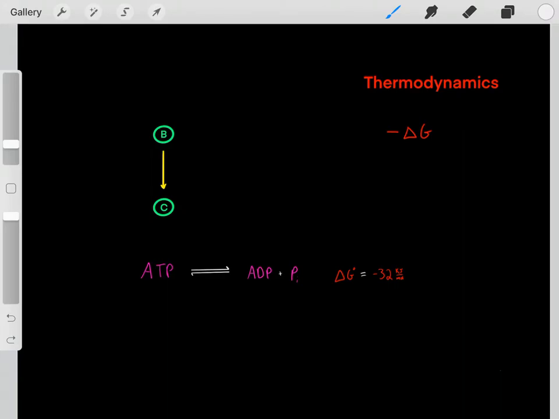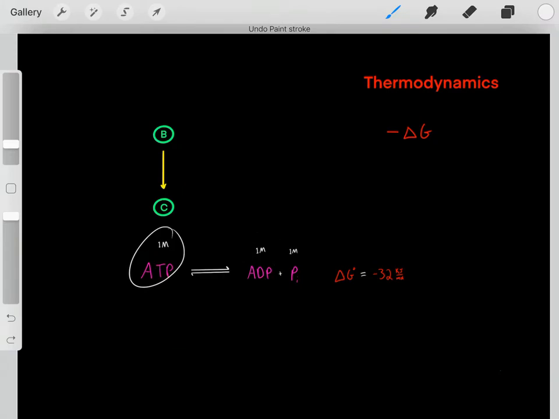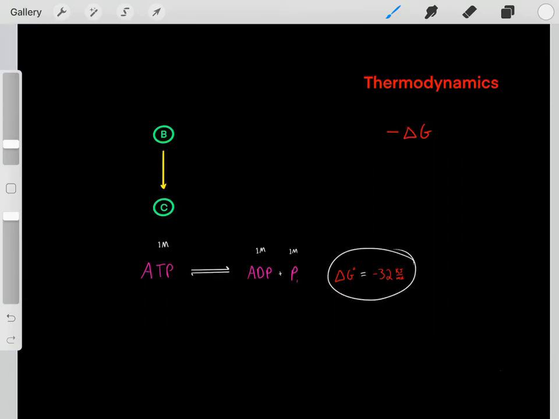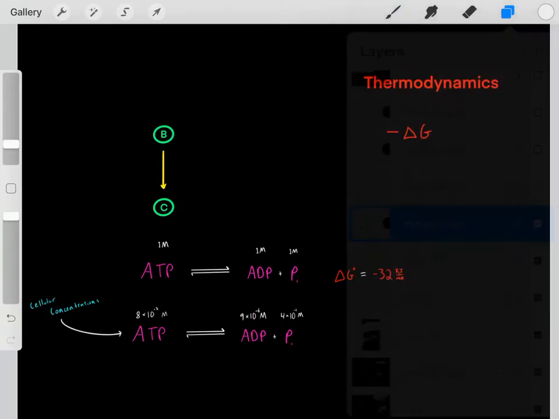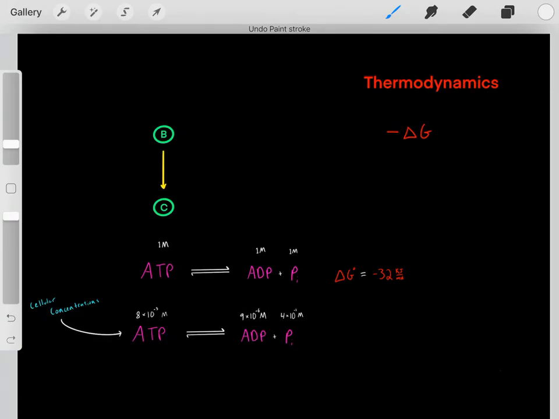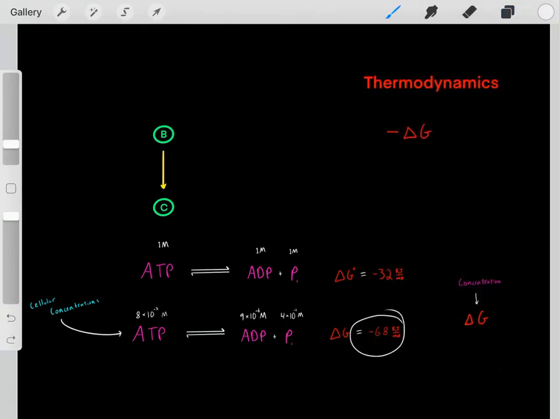But it's important to realize what the standard state delta G means. That means that this reaction is specifically at standard state conditions with these standard state concentrations. Then under these standard state conditions, taking ATP and hydrolyzing it into ADP and inorganic phosphate has a delta G of negative 32 kilojoules per mole. However, it's important to realize that this is an idealized, perfect situation with these 1 molar concentrations of all reactants and products. However, in the real world, for example, inside the cell, under these cellular concentrations, taking ATP and hydrolyzing it into ADP and inorganic phosphate has a non-standard state delta G of negative 68 kilojoules per mole.